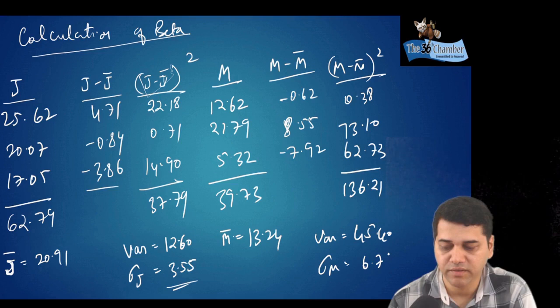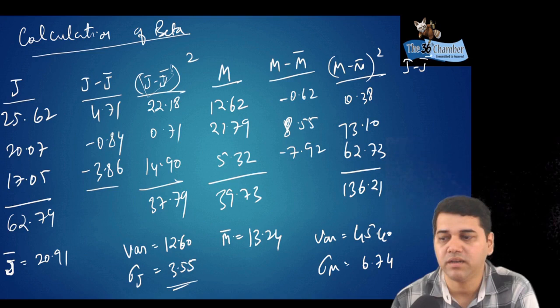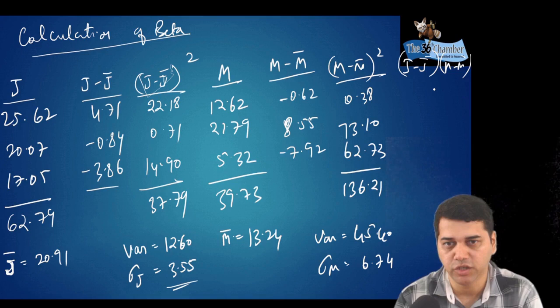Followed, no? Yes. Now we will take covariance, which we need. So J minus J bar into M minus M bar. So 4.71 into 0.62.